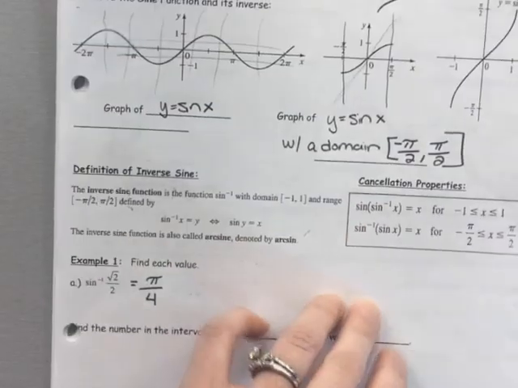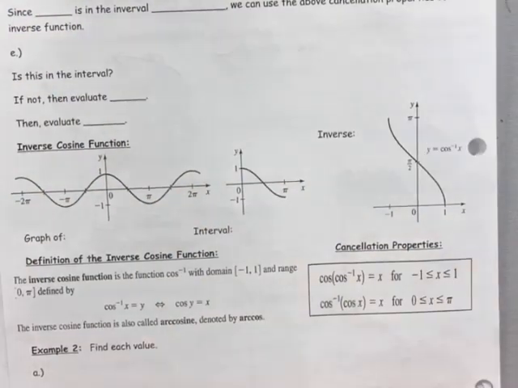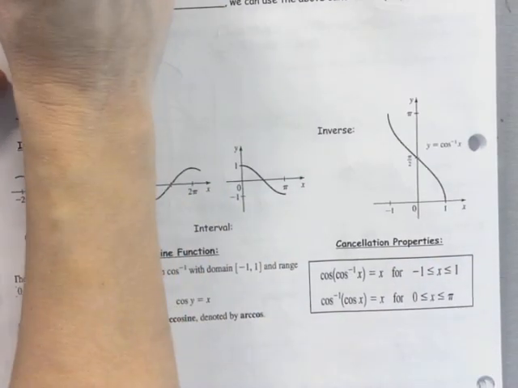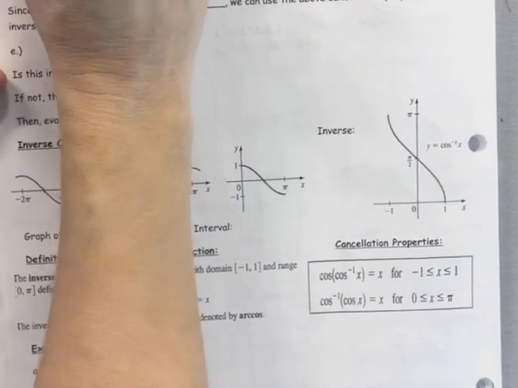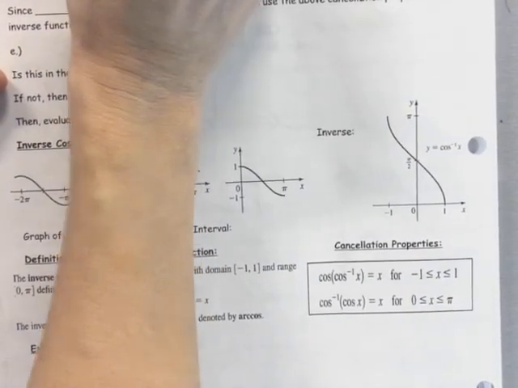I'm going to come back to the cancellation property. I'm still not ready to talk about that. We'll come back to that. Let's do another one of these first. I'll come back to the cancellation property when we get a little bit further in here. All right, let's do another one. Inverse sine of negative root 2 over 2 is my next problem.